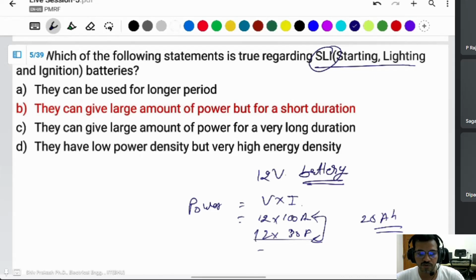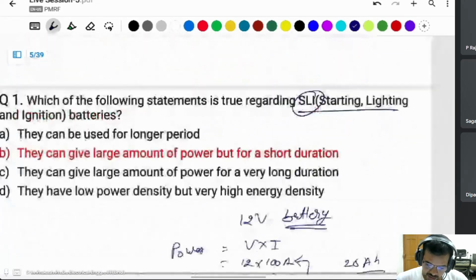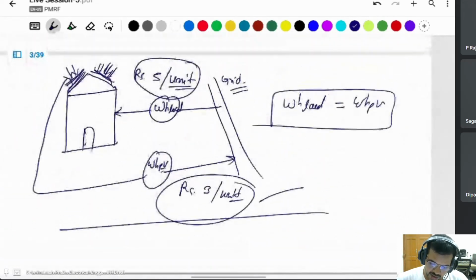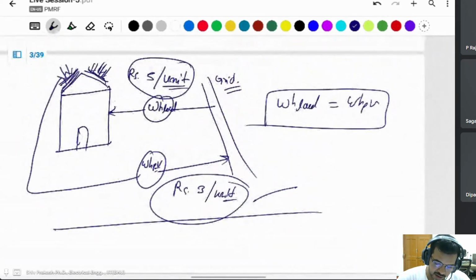Those are different batteries, not a normal battery which is used for an average load, like 5 ampere or 10 ampere. This depends on the C rating of the capacity. I think all of you know about the C rating. It is depending on the C rating.